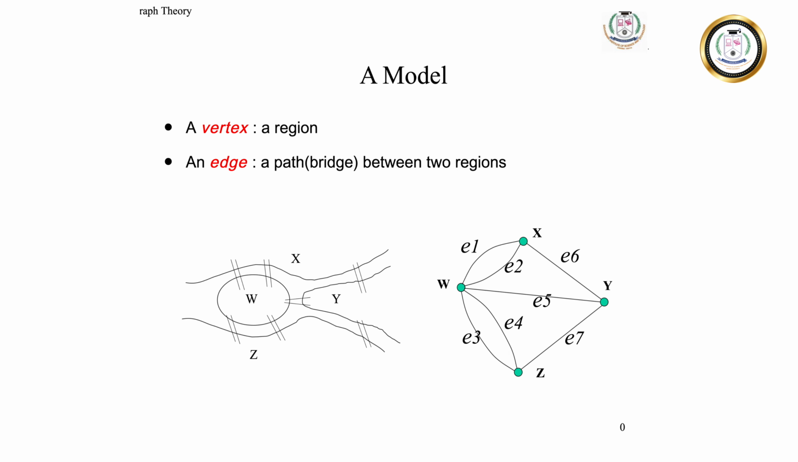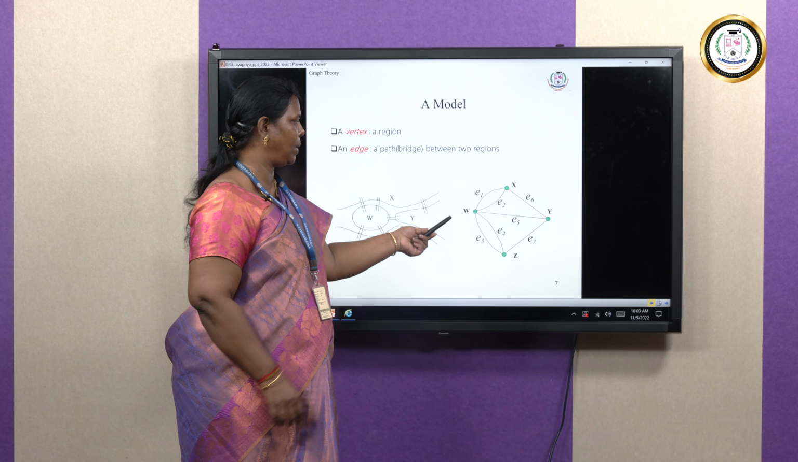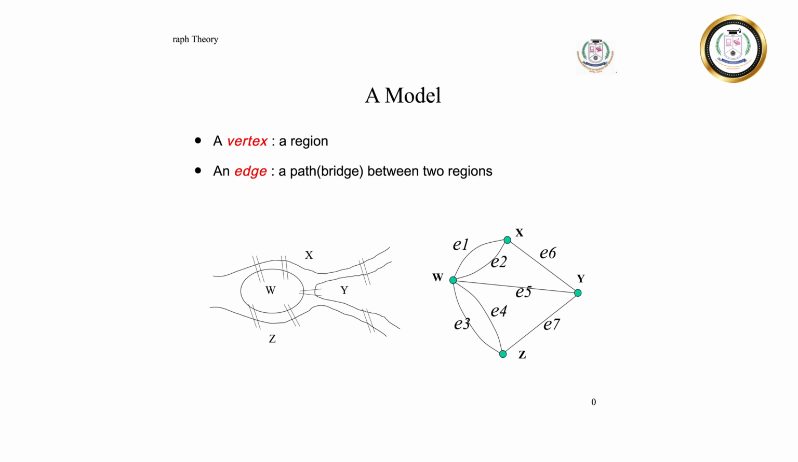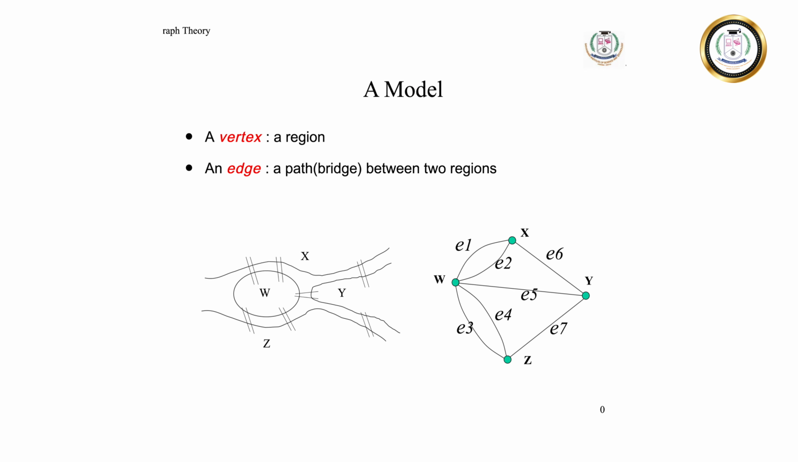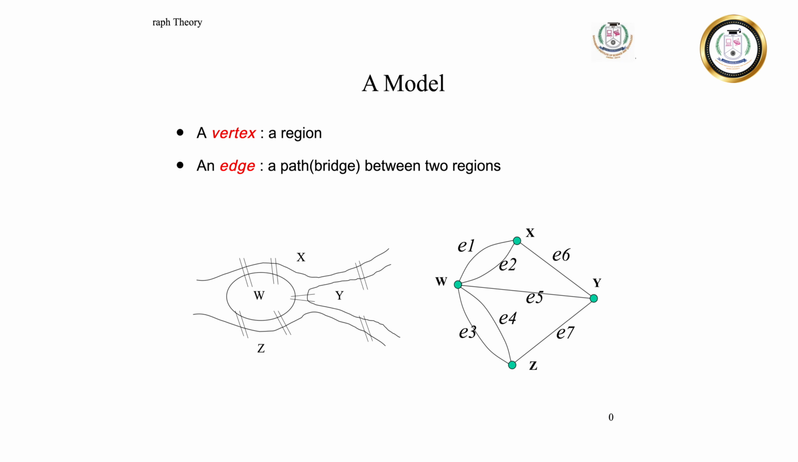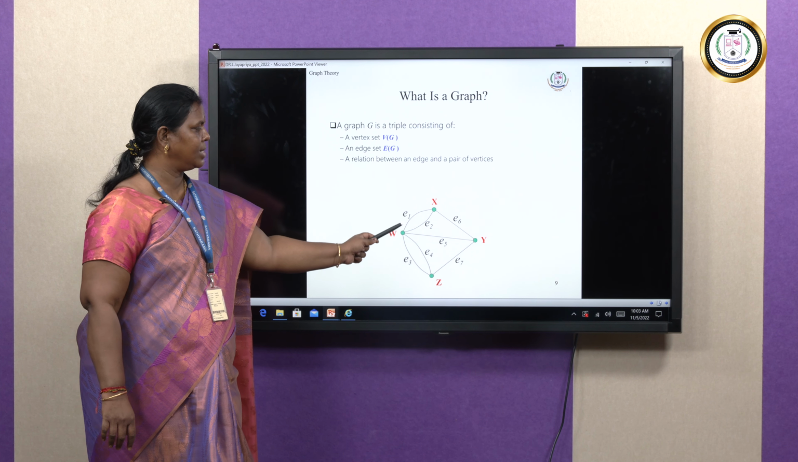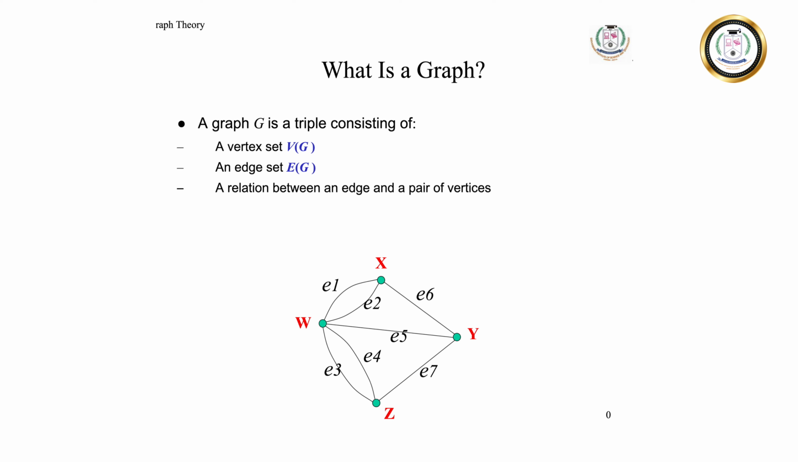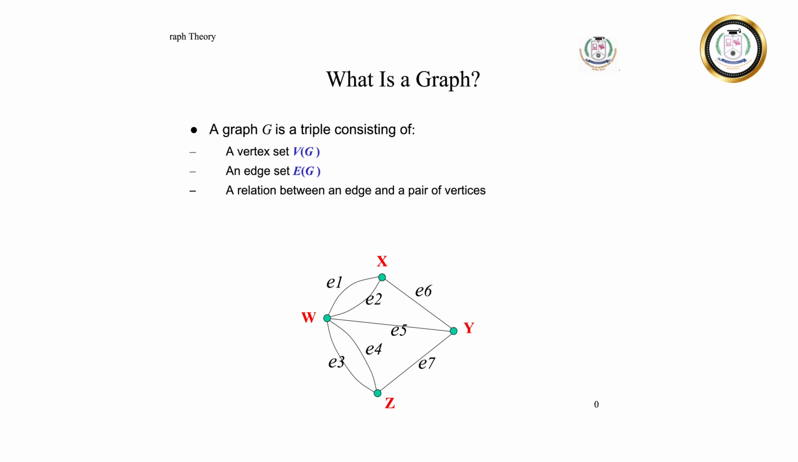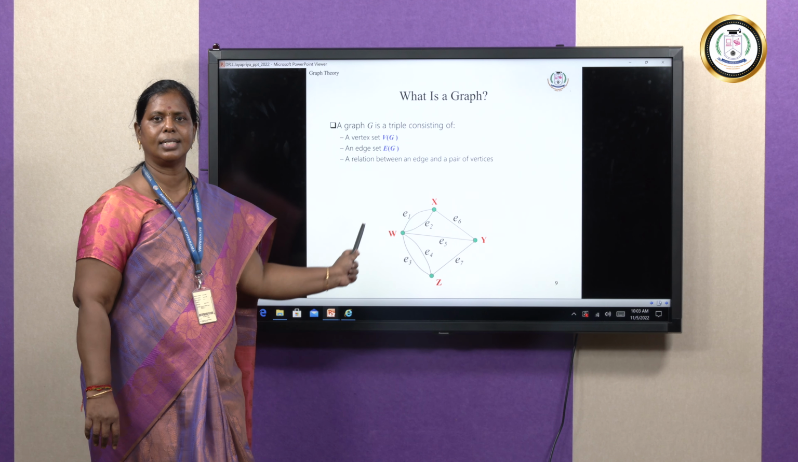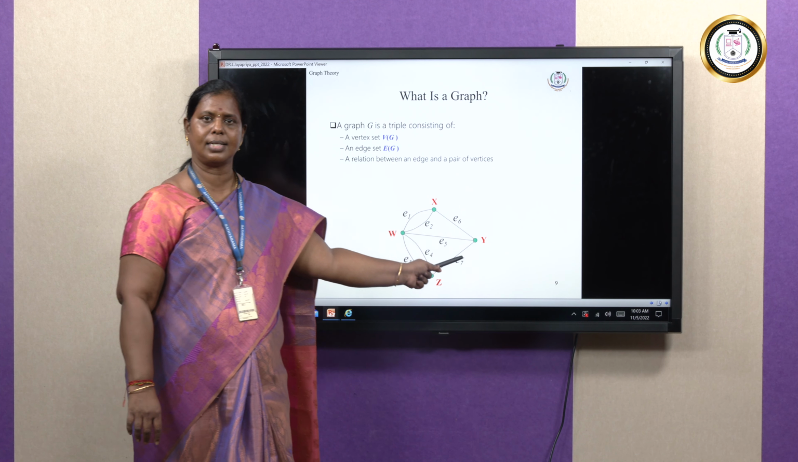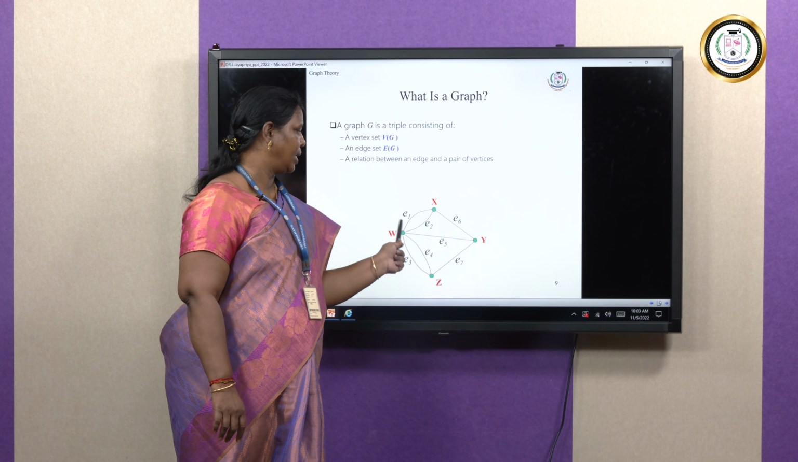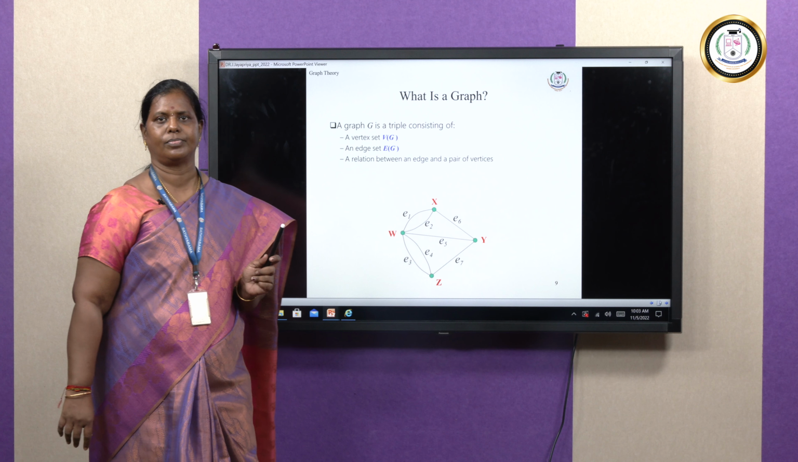There were 4 cities, which he placed as X, Y, W, Z, and he made a graph. You can notice here. All the bridges are identified with the edges E1, E2, E3, E4, E5, E6, E7. The cities were identified by the vertices W, X, Y, and Z.